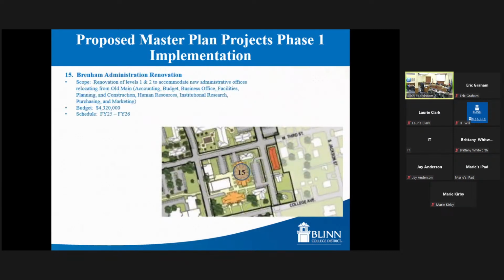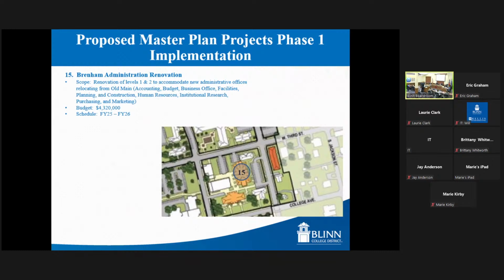And then project 15, this is the last of the phase 1 projects before we bridge into phase 2. This is the renovation of the Brenham administration building. So as I said earlier, whenever we move student services out of the administration building, that's going to free up the first and second floor here in the administration building. So this project would renovate levels 1 and 2 to accommodate new administrative offices, relocating from Old Main.